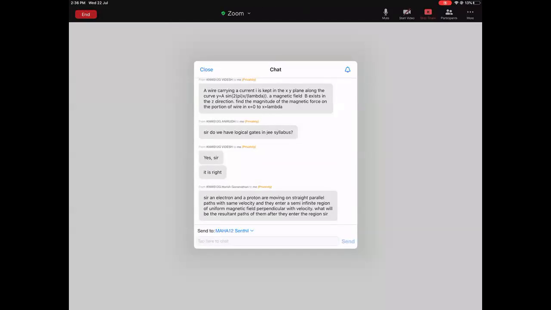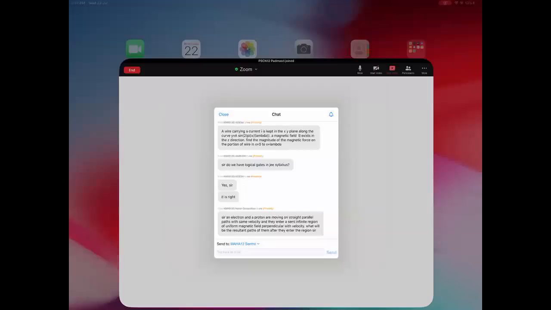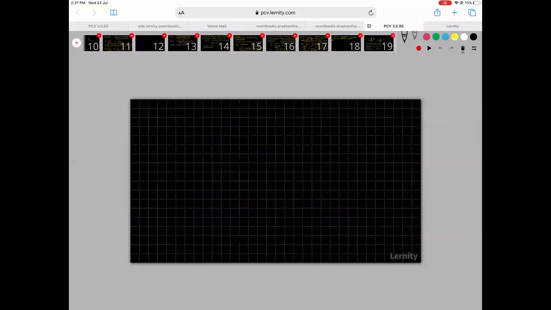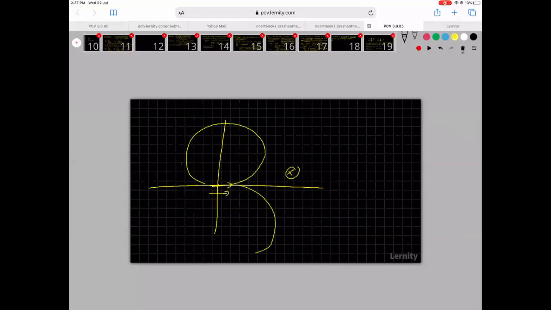So an electron and a proton are moving on a straight parallel path with the same velocity, and they enter a semi-infinite region of uniform magnetic field perpendicular. What will be the resultant paths of them after they enter the region? So if an electron and proton together enter a region, semi-infinite means this side there is no magnetic field, this side there is a magnetic field. Now suppose both of them are moving like this, and suppose the magnetic field is like this. So the proton will tend to move like this, and the electron will tend to move like this.